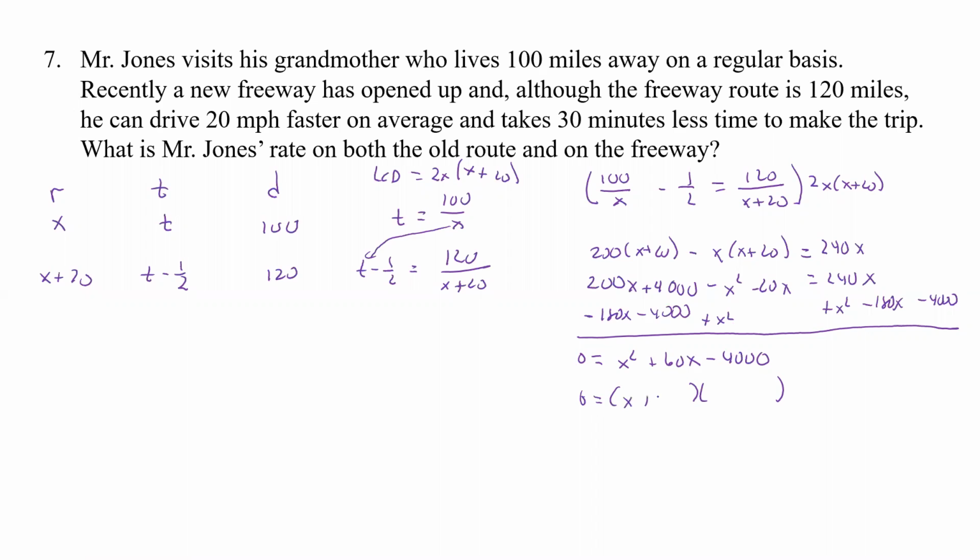So that's a nice way to look at this one. And so we have that, so we can set each of these terms equal to 0. So x equals a negative 100 and x equals 40. Well, our speed can't be negative, so x equals 40 miles per hour is the original speed going on the 100-mile route, and x plus 20 equals 60 miles per hour on the new route. So that's the old and that's the new.